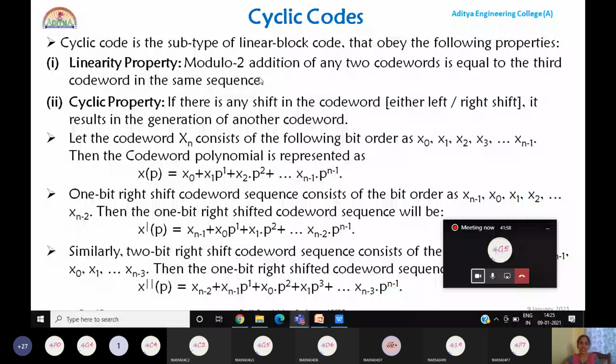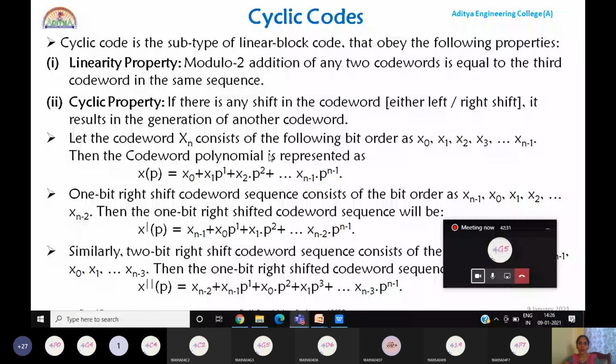And the second property is the cyclic property. Please remember that the first property is the same as that of linear block code. Instead of normal addition, here we follow modulo 2 addition of any 2 code words, which is equal to the third code word. And the second property that it obeys is the cyclic property. What is a cyclic property? It is cyclic rotation. If you rotate by n number of bits, you will get the original bit order. Okay, let us see how it will be.